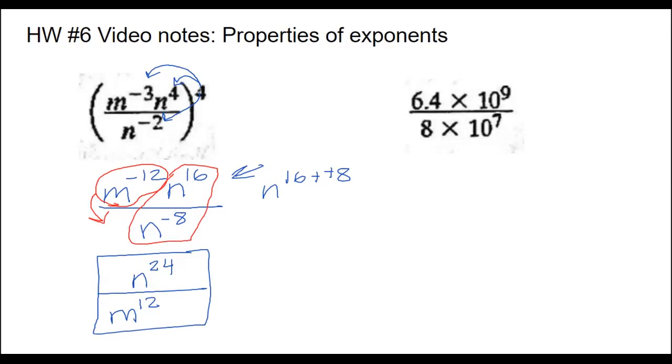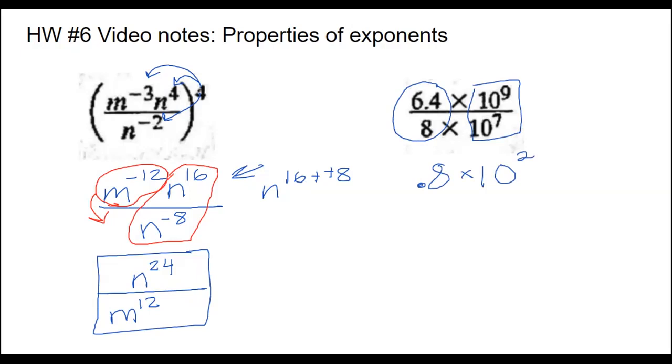Okay, second to last one here. This one we're just going to use our calculator to calculate 6.4 divided by 8, which is 0.8. And here is your quotient property. Same base, subtract the exponents, so it's times 10 to the 9 minus 7, which is the second power.